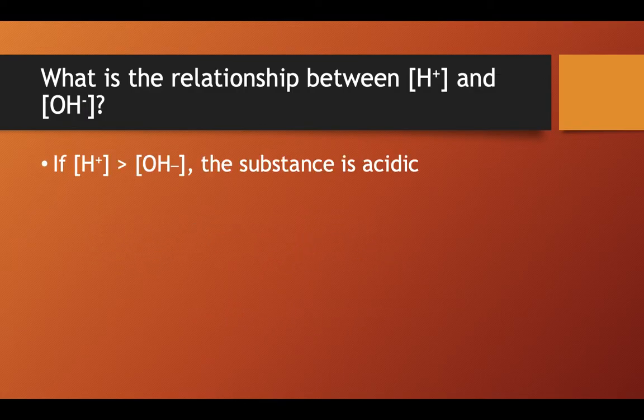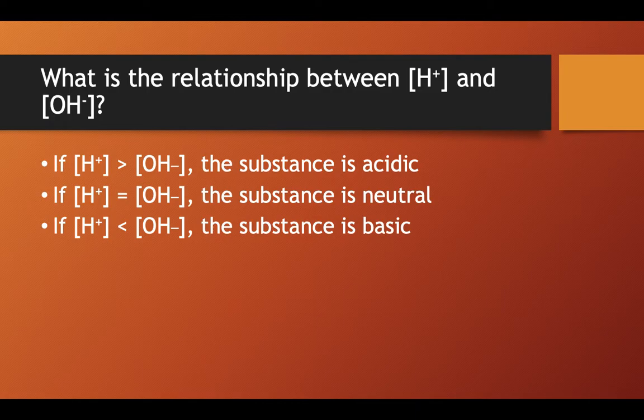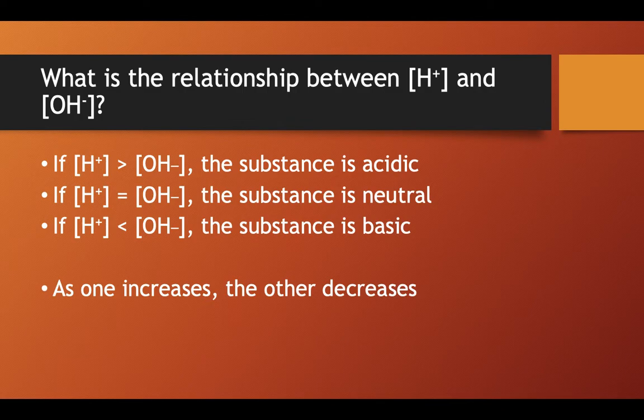So again, just remember that hydrogen greater than hydroxide means that it's an acidic substance. Hydrogen equal to hydroxide means that it's neutral. And hydrogen less than hydroxide means that it's basic. So as one increases, typically the other decreases. If you have an acidic solution, it's going to have a greater amount of hydrogen and a lesser amount of hydroxide. Similarly, if you have a basic substance, it's going to have a lot of hydroxide and very little hydrogen.